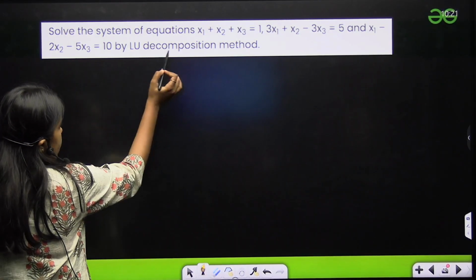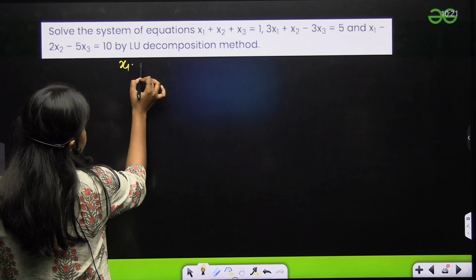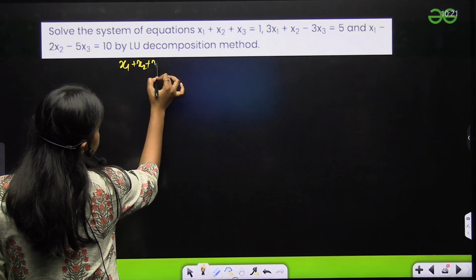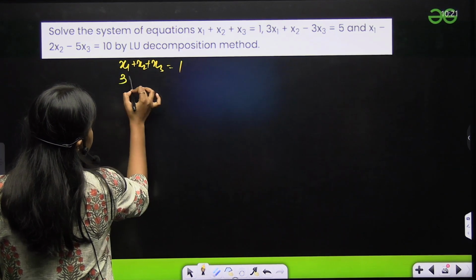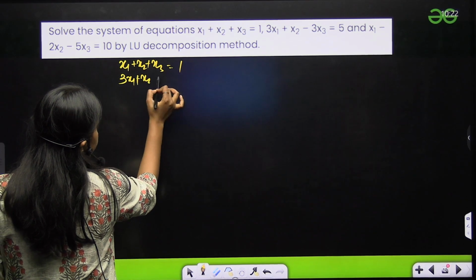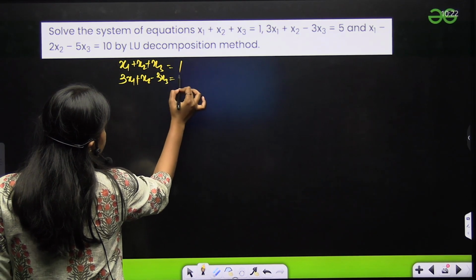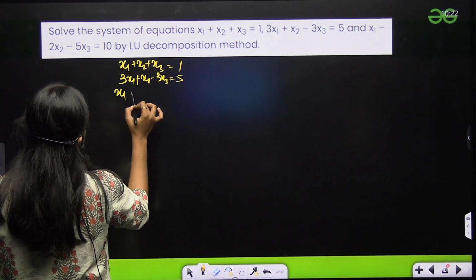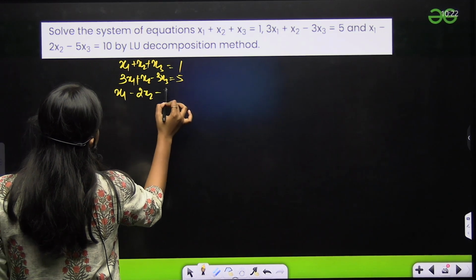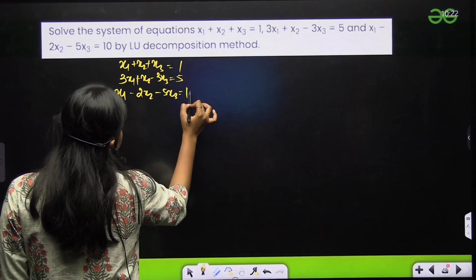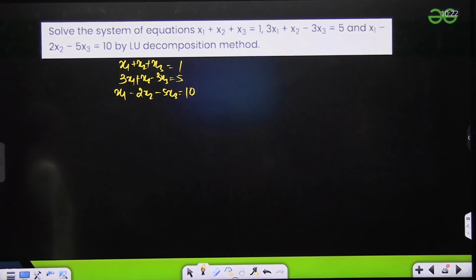I'll take this x1, x2, x3. This is my system. x1 + x2 + x3 = 1, 3x1 + x2 - 3x3 = 5, and x1 - 2x2 - 5x3 = 10. I am just checking what is the need of LU decomposition.